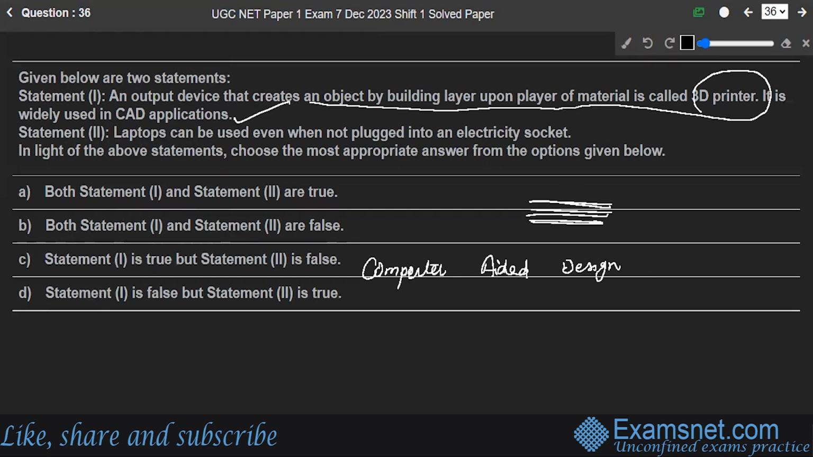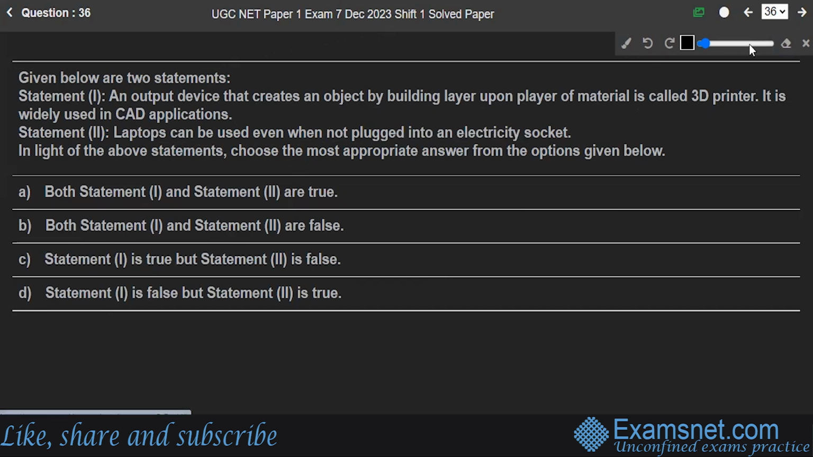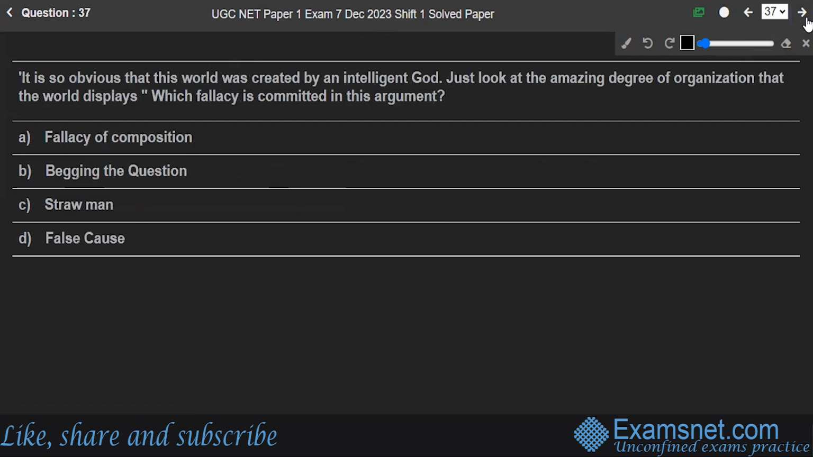And the second: laptops can be used even when not plugged into the electricity socket. That's true. You must be using your laptops, and you know you can charge your laptop, keep it on the side, and use it whenever you want. So both the statements are true. Option A, this is the right answer. Hope you understood. Next is the 37th question.